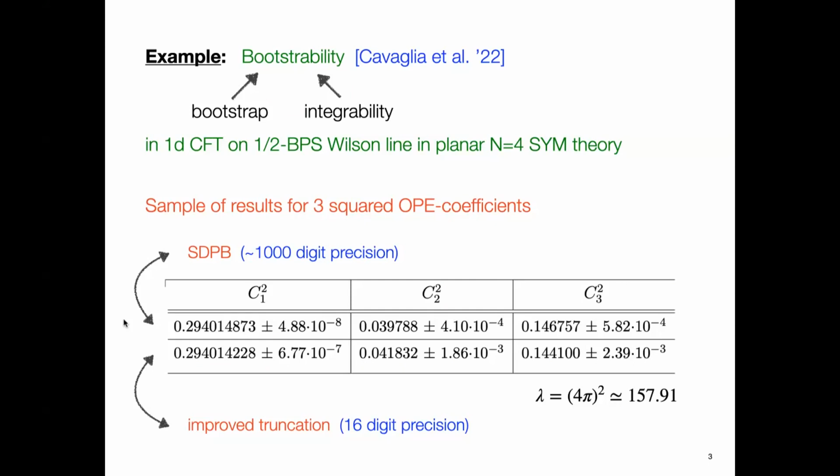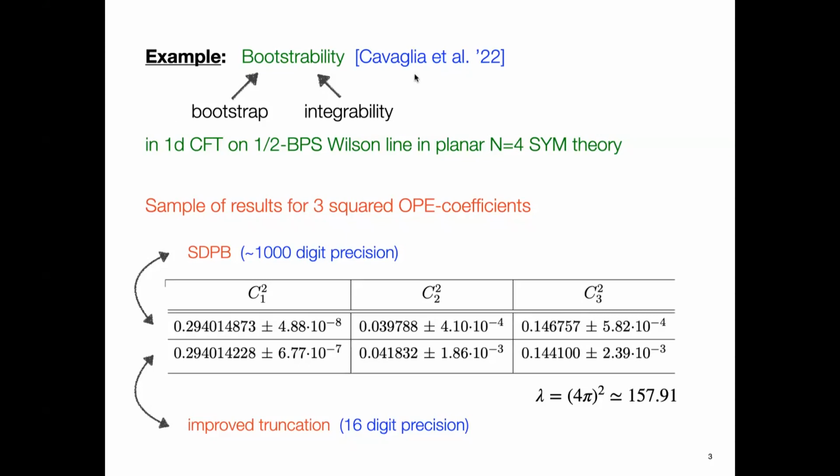The example we're going to discuss is the so-called recent bootstrability story. It's a combination of the words bootstrap and integrability, which was analyzed in 2021 and 22 by Gromov and his group in King's College. And it's basically about studying correlation functions on the 1/2 BPS Wilson line in planar N=4 super Yang-Mills theory.